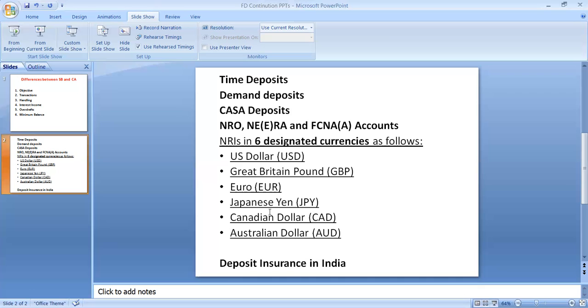Okay, it's a rupee account. Here the NRI can remit money to India from the funds abroad. Since he is remitting funds from abroad, this means that the depositor is exposed to the currency rate risk.